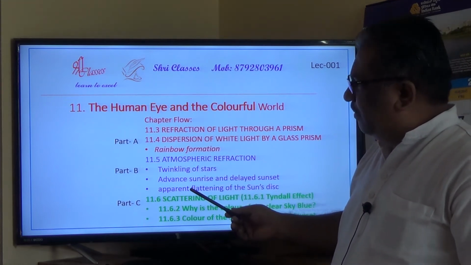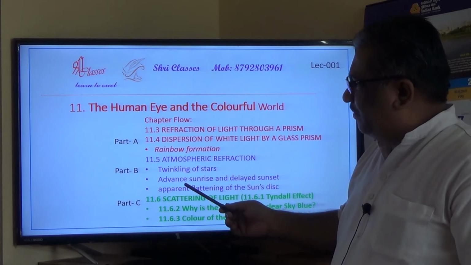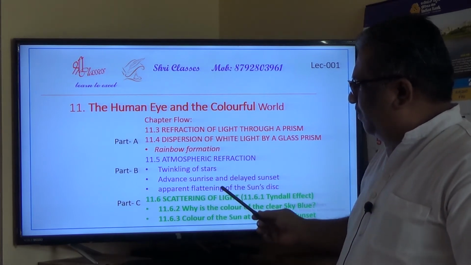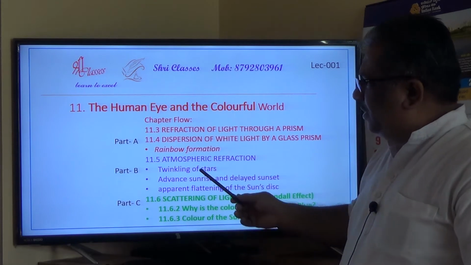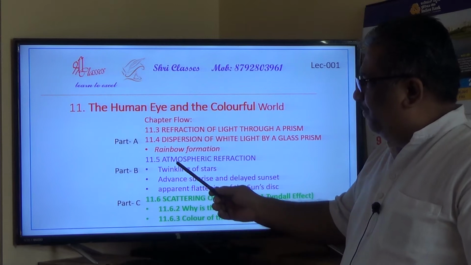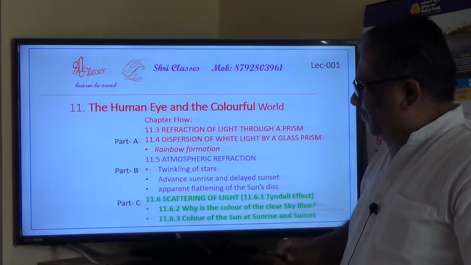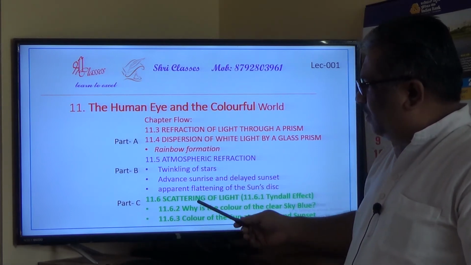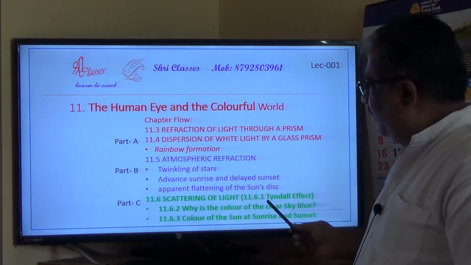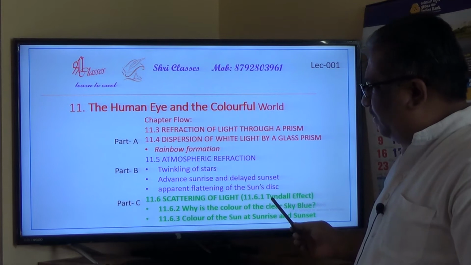There are few phenomena: twinkling of the stars, advanced sunrise and delayed sunset, and apparent flattening of the sun's disk. These three natural phenomena can be explained by atmospheric refraction. In part C, we talk about atmospheric scattering of light, which is called the Tyndall effect.